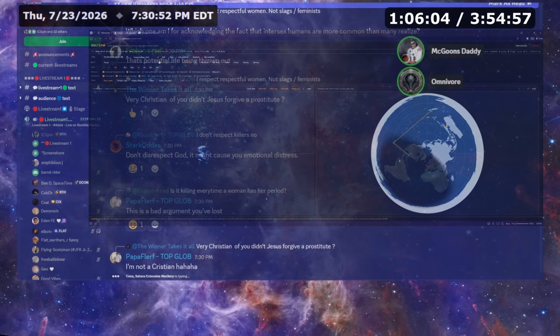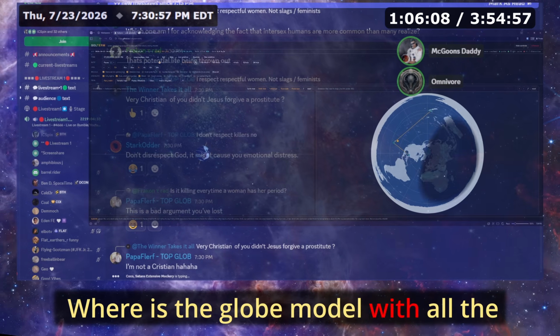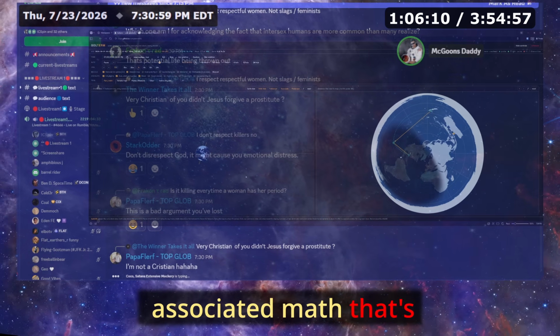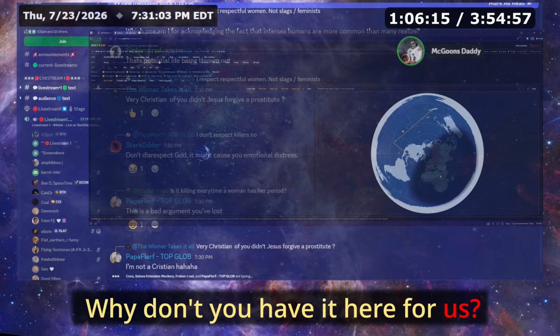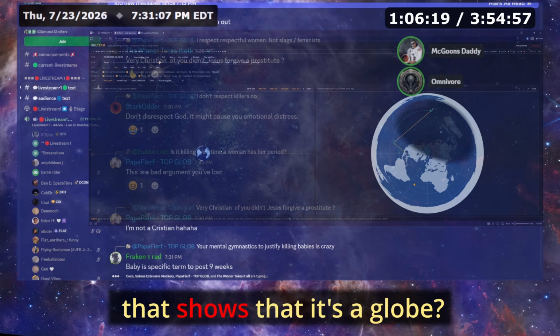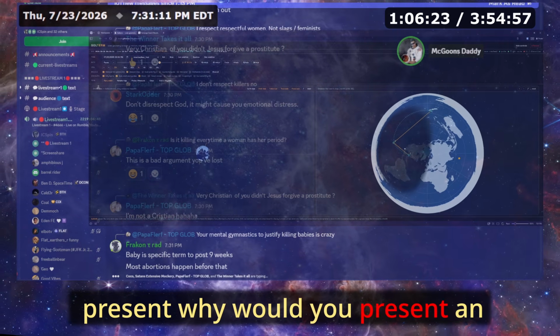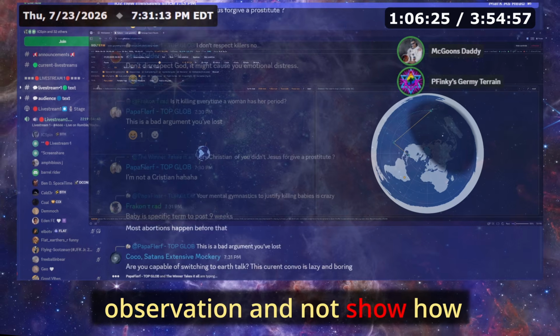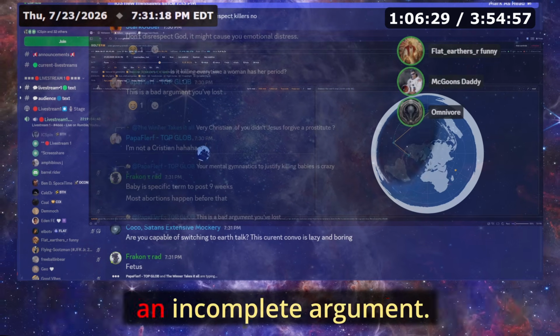Where's the globe model and all the associated math? Where's the globe model with all the associated math that's matching your observation? Why don't you have it here for us? Why are you presenting an observation with no matching globe model that shows that it's a globe? Why would you present an observation and not show how it matches the globe model? That's weird. That's called an incomplete argument.